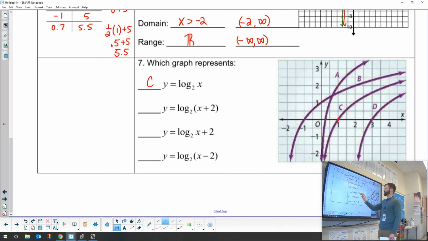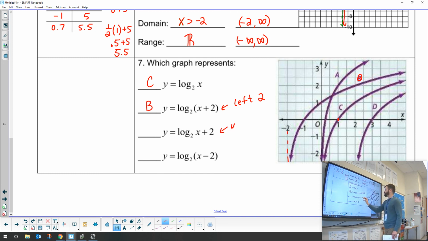What about this one? Log base 2 of x plus 2. That means that we're going to go to the left 2, right? So we're going to go out here to the left 2. Check it out. That means that my asymptote there is at negative 2. That one's obviously going to be this B one. So my B is going to be this one that got shifted to the left 2.